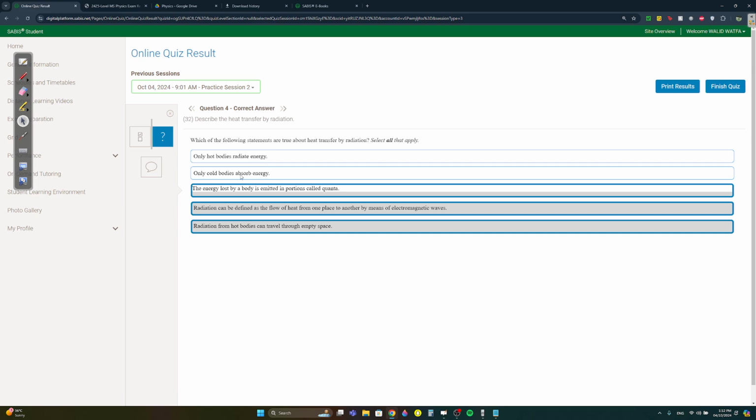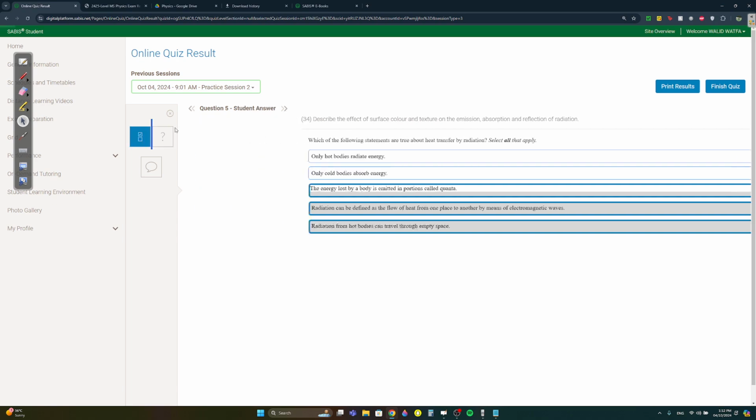Which of the following statements? Okay, we said this is true: radiation can be defined as the flow of heat by means of electromagnetic waves. Radiation from the Sun can travel through empty space. We said it can travel through a vacuum. Yani, vacuum is like empty space. It's the only one that can travel through a vacuum.